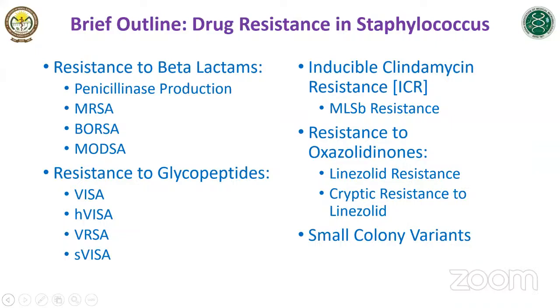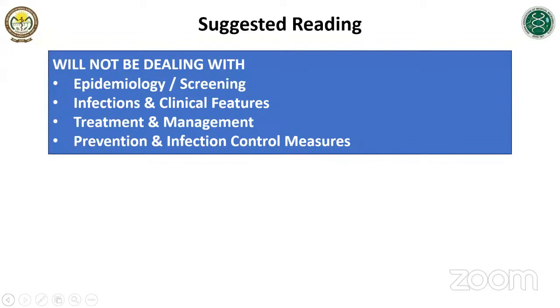Briefly, the outline of how we'll go through drug resistance in Staphylococcus: we'll talk about resistance to the beta-lactam drugs, including penicillinase production, MRSA, what is BORSA, what is MODSA; resistance to the various glycopeptides, VISA, hVISA, VRSA, and what we call slow VISA; inducible clindamycin resistance, the MLSB resistance; resistance to oxazolidinones, linezolid resistance, the hidden resistance to linezolid; and a few things about resistance in the small colony variants of Staphylococcus aureus.